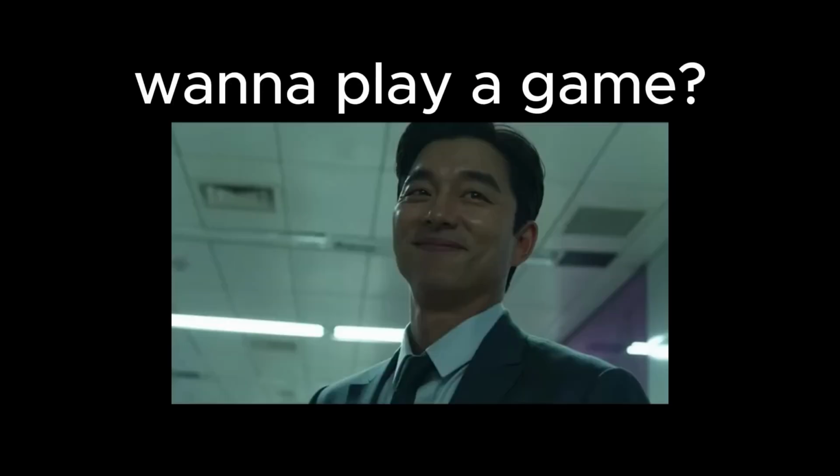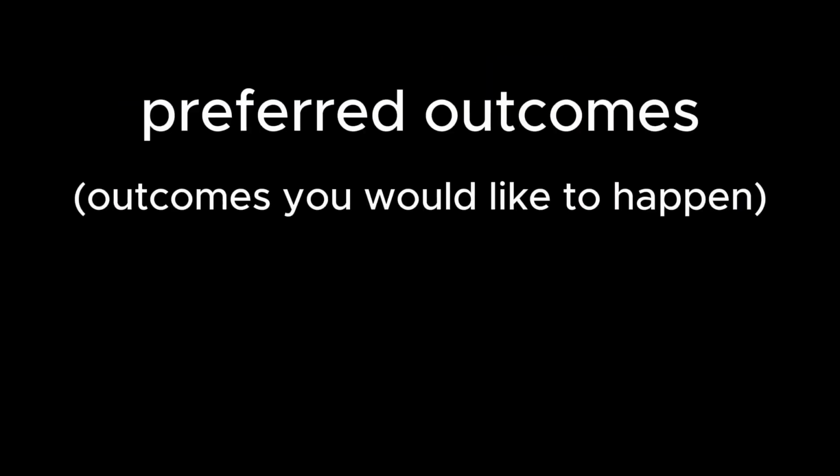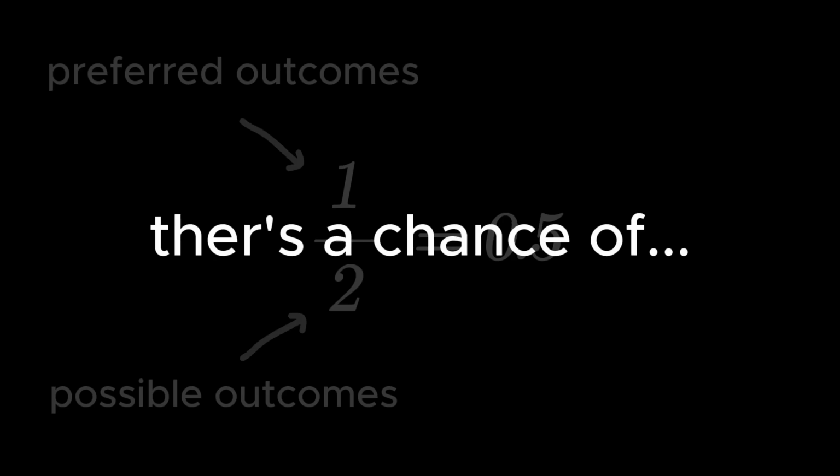Hey, wanna play a game? If you were at a train station and this weird guy came up to you with 2 pieces of paper, what would be the chance of you being able to flip this little piece of paper on your first try? Well, assuming that the game isn't completely rigged, you would firstly have to calculate the number of preferred outcomes, then divide it by the total number of possible outcomes, and then you get the number 0.5. This means that there's a chance of 50%.